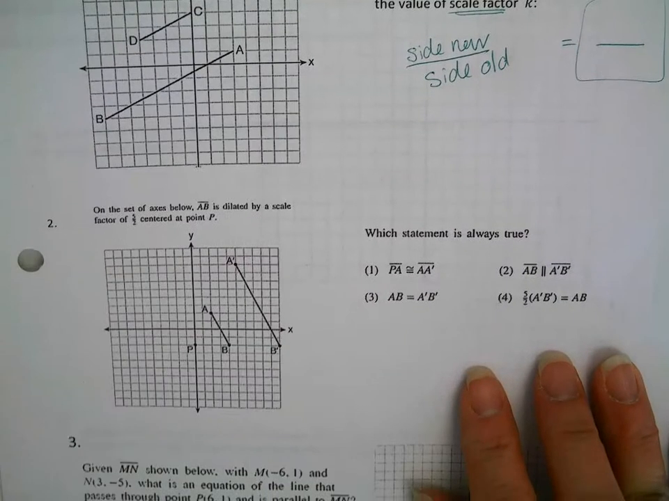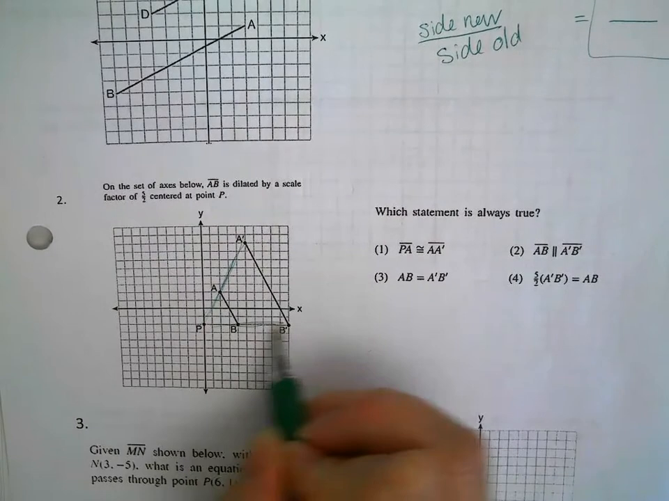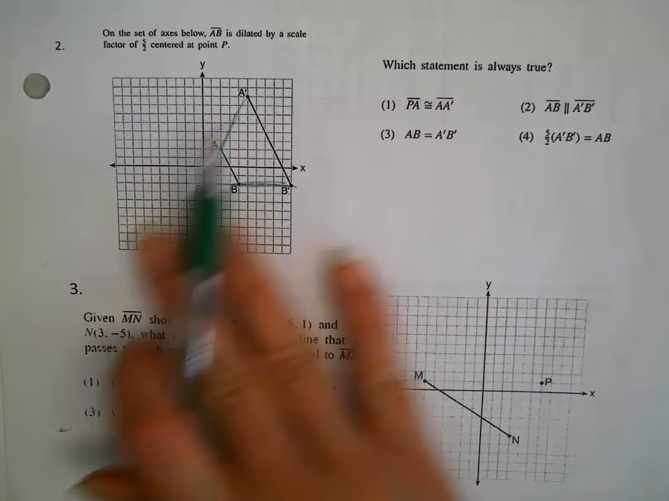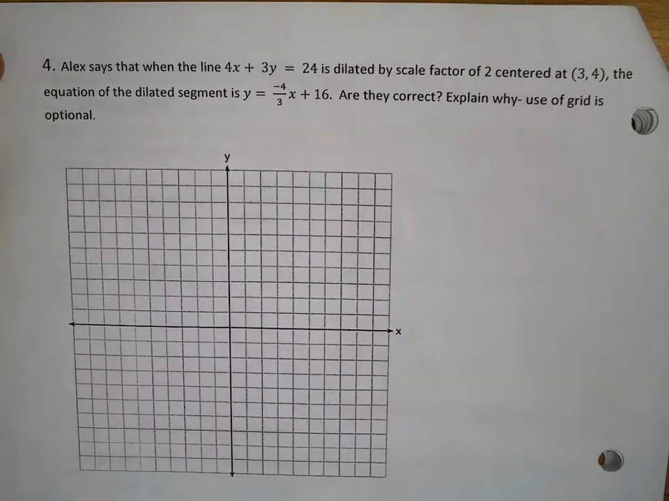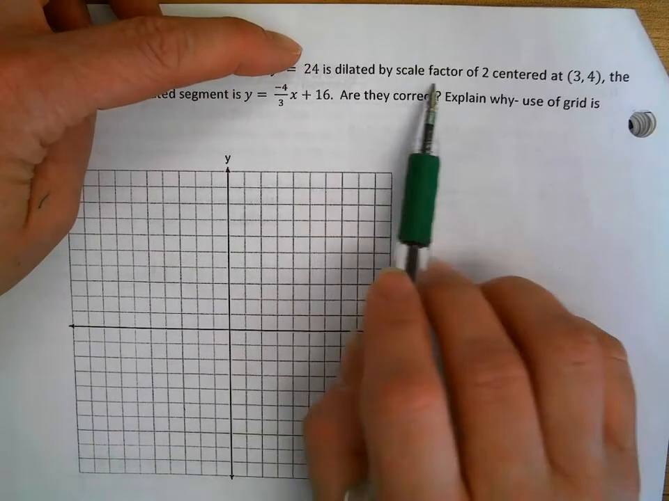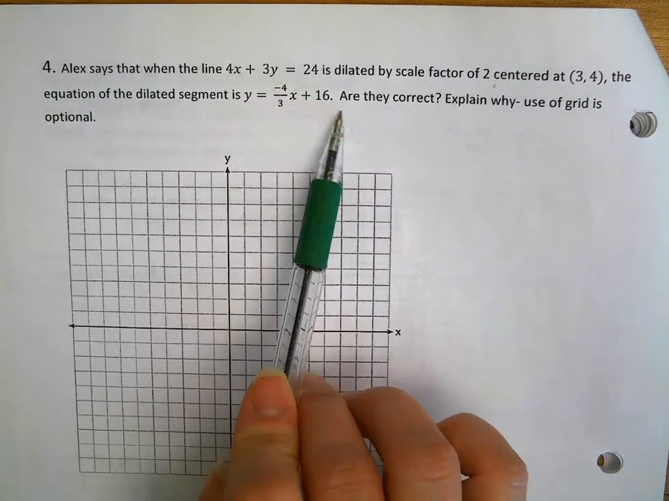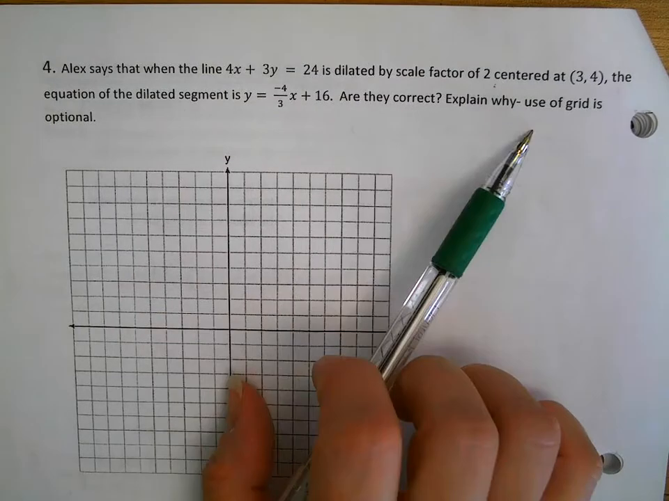Read question number 2, try to make sense of it. It may help to form the triangles there. And again, those are similar triangles. We're going to be doing more in Unit 6. See what makes sense for number 3. It's a multiple choice question. Looking over here, number 4 says, Alex says this line, 4x plus 3y equals 24, dilated by a scale factor of 2 centered at (3, 4), is this new equation? Is Alex correct? Explain why.